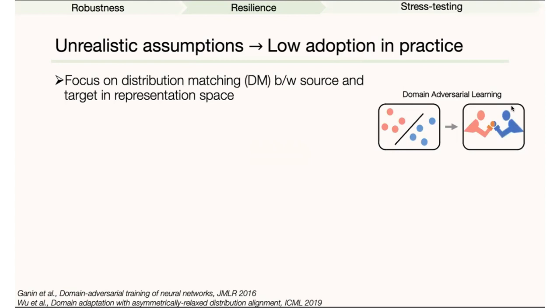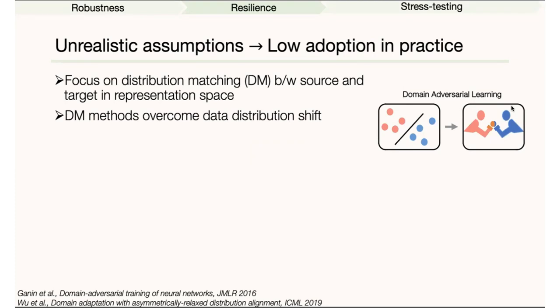As a very brief primer, a lot of these unsupervised DA methods focus on distribution matching between the source and the target in a shared representation space, using something like domain adversarial learning. You're trying to learn a feature space that can successfully fool a domain classifier so that source and target features are indistinguishable.